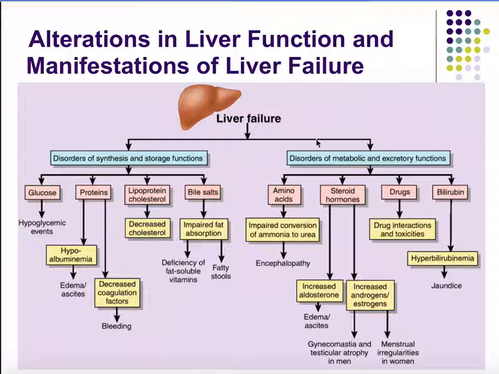The liver will also fail to metabolize and excrete amino acids. So we'll have impaired conversion of ammonia to urea, leading to that encephalopathy. We'll have disorders of the metabolism and excretion of steroid hormones. That'll increase them in the blood, so increase aldosterone, which will cause more fluid retention, leading to, again, the edema and ascites. And we'll also have increased androgen and estrogen, leading to issues with our reproductive system, like menstrual irregularities.